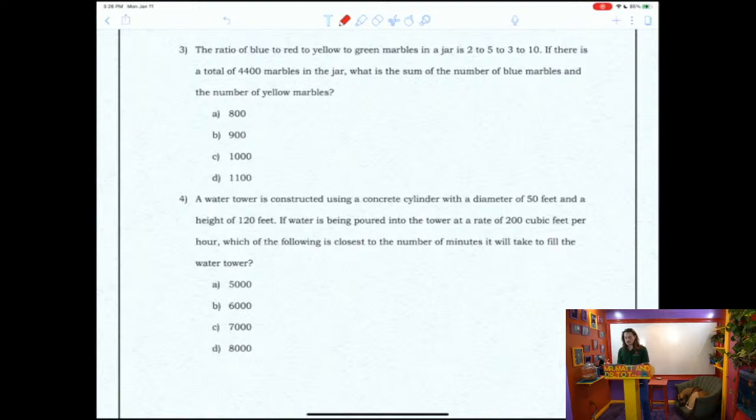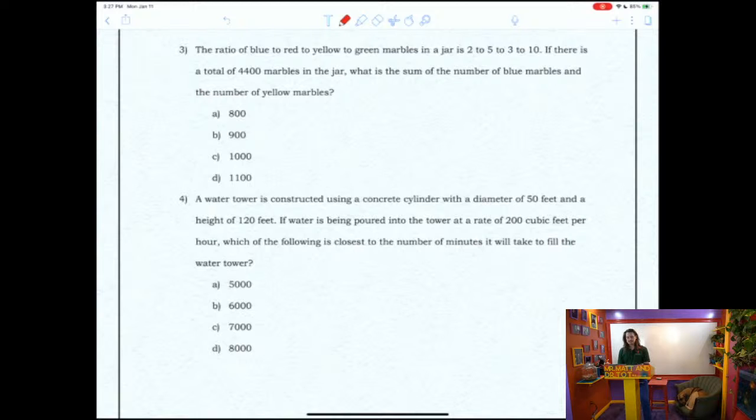Number 3 asks, the ratio of blue to red to yellow to green marbles in a jar is 2 to 5 to 3 to 10. If there's a total of 4,400 marbles in the jar, what is the sum of the number of blue marbles and the number of yellow marbles?